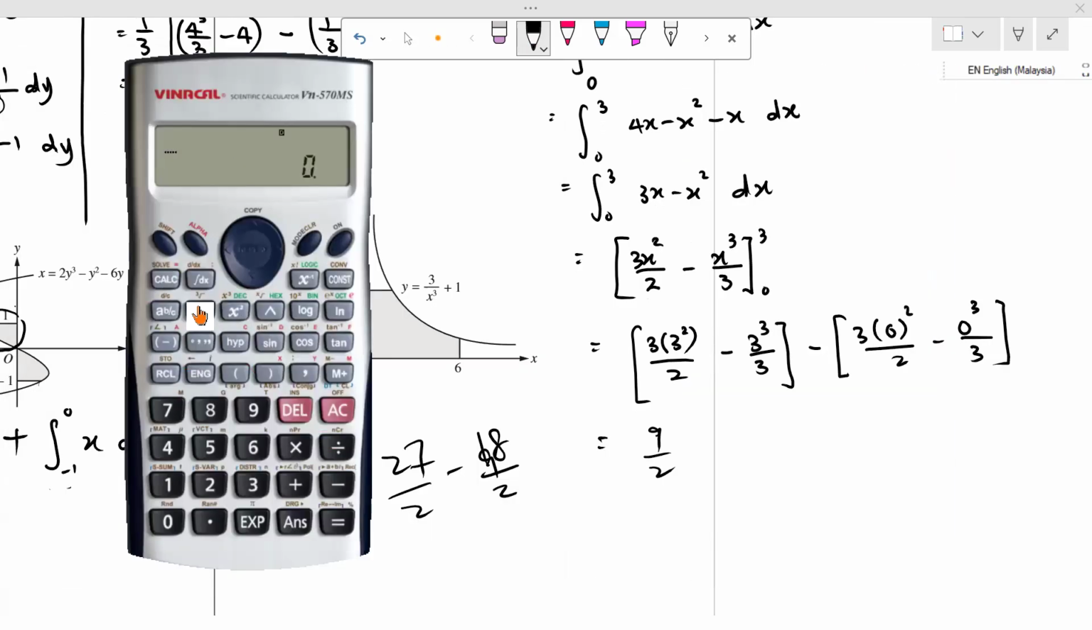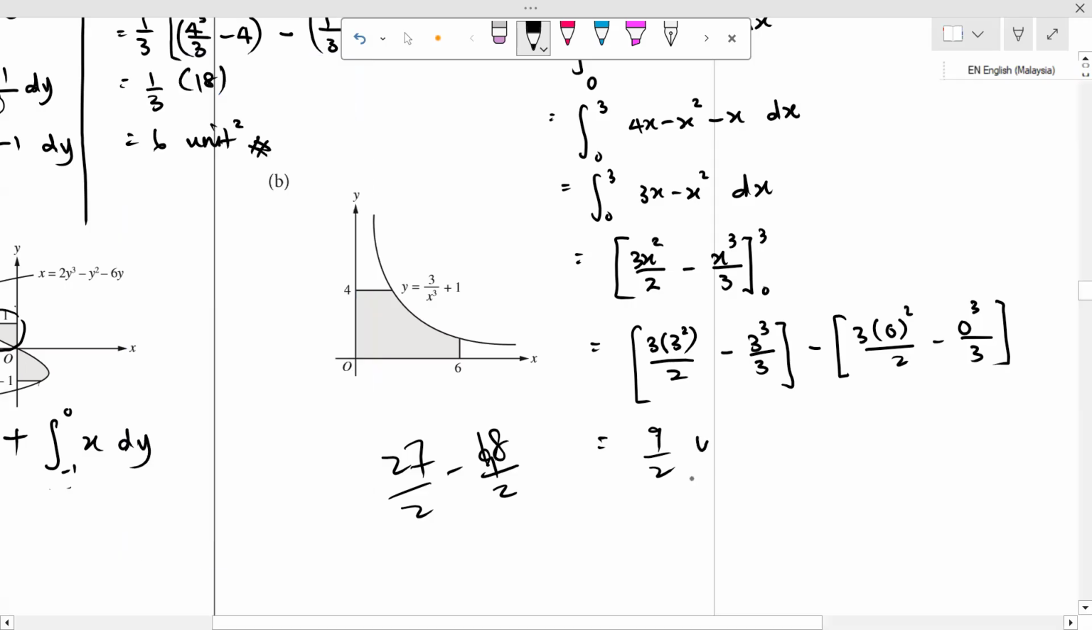Okay, use the integration function on the 3x minus x squared. The lower boundary is 0, upper boundary is 3. Okay, 4.5, which is 9 over 2. Okay, 9 over 2 units square. You want to change to 4.5? Also can, up to you.